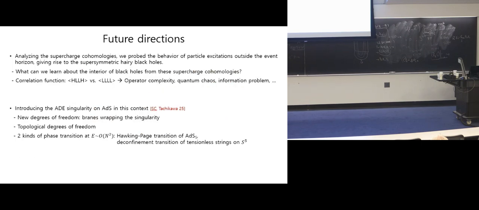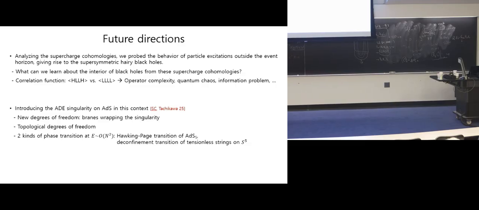Two other things I want to mention. Today, analyzing the supercharge cohomologies, we probed the behavior of particle excitations outside the event horizon, giving rise to supersymmetric hairy black holes. But we can ask what we can learn about the interior of the black holes from these supercharge cohomologies. Maybe to answer this question, we should analyze the correlation function between these fortuitous and monotone operators to study quantum chaos and the information problem regarding these operators.